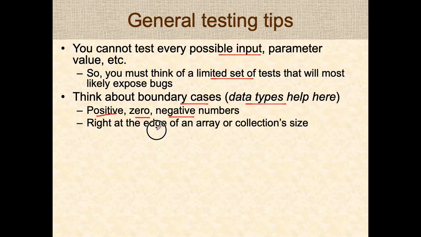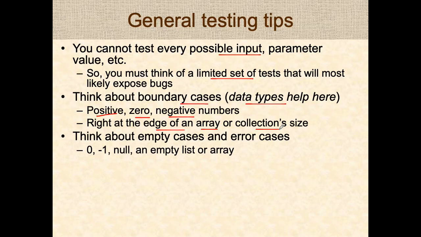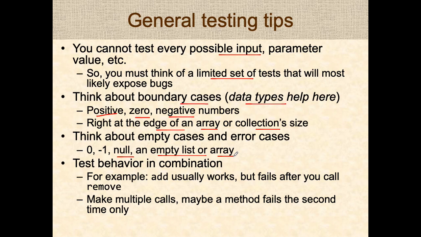These are issues right at the edge of, let's say, an array or collection size. Sometimes less-than-or-equal kinds of issues can happen, like less than 0, or less than or equal to 1. So check those boundary cases. Think about empty or error cases, like 0, -1, or null if the method takes an object, or empty lists or arrays, things like that. So think about those edge cases or boundary cases when developing tests.